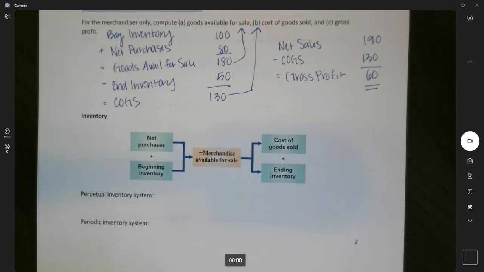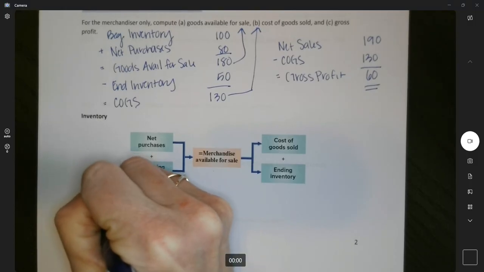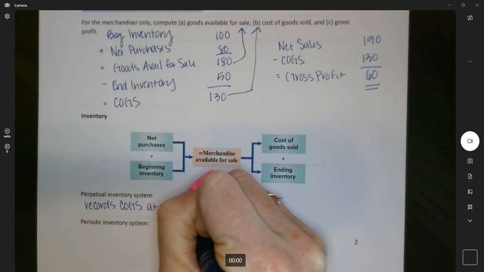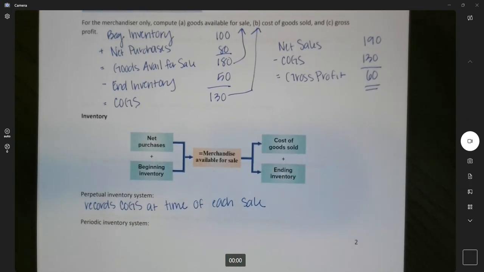There are going to be two main inventory systems that we're going to use. These will impact journal entries, and they'll impact how we determine the cost of things like cost of goods sold when we get into chapter 5. First up is the perpetual inventory system. This system records costs of goods sold at the time of each sale. Next up is the periodic inventory system. In this one, we record cost of goods sold at the end of each period.